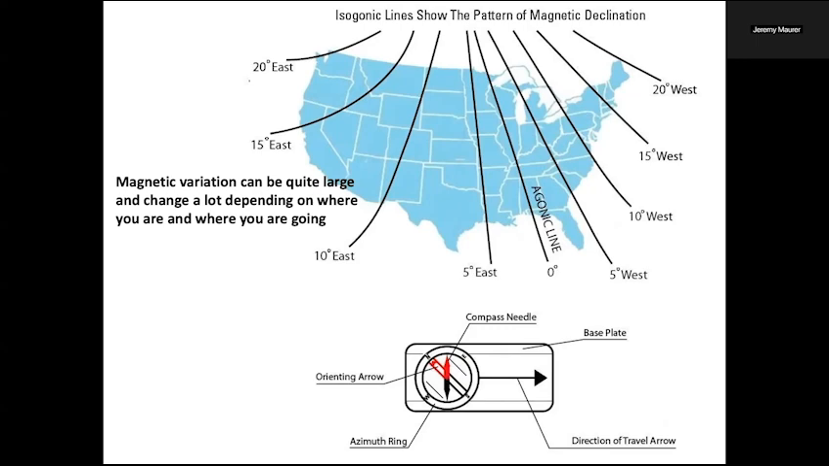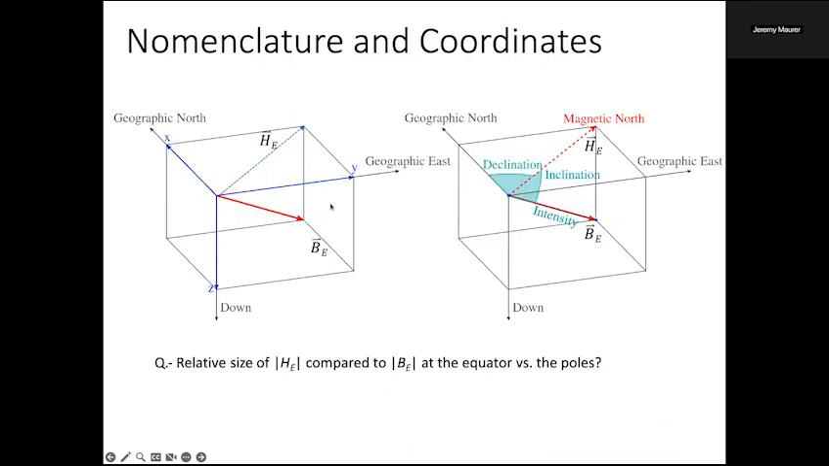But then as you go to one side or another of that agonic line, you can see that the variation can be quite large and change a lot pretty quickly in space, depending on where you are and where you're going. So if you're using a compass to navigate, maybe you're flying an airplane across the country from one side to another, your compass is pointing to magnetic north, and that's not going to change, but where that magnetic north is relative to true north is going to change quite a lot as you move across the country.